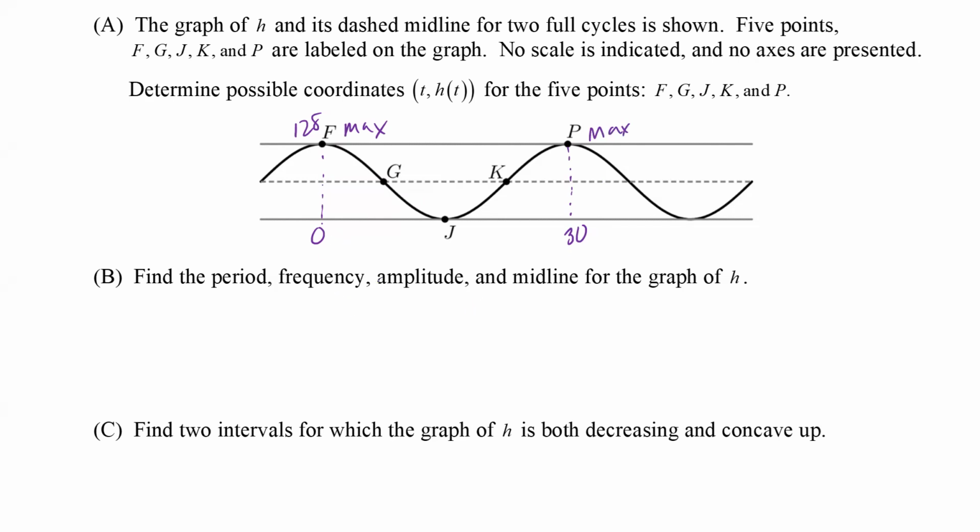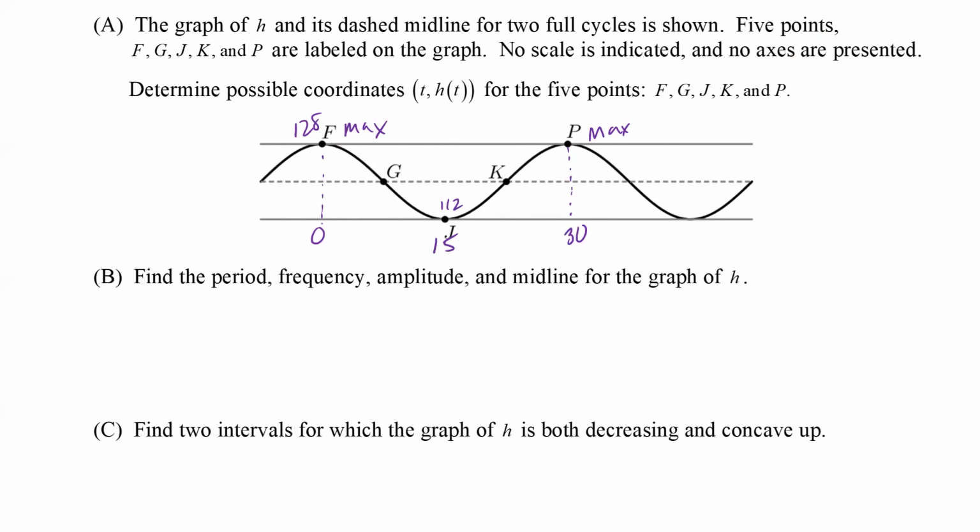Next is our min. Where did our min take place? At J, and what was our minimum value? 112. J is halfway between 0 and 30. So what is the x coordinate of J? 15. Still with me? So is G and K pretty easy to find now?